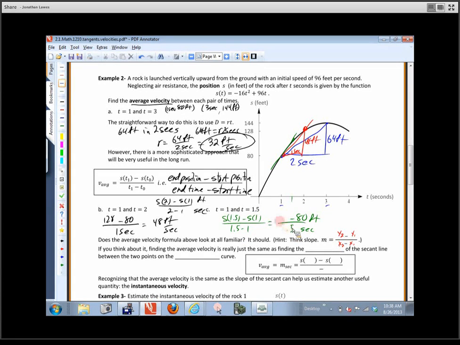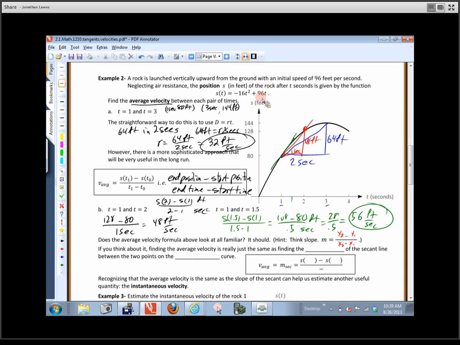And somebody help me out here. What is s of 1.5? How many feet off the ground is it 1.5 seconds after we launch this rock? 180. 108. Okay, so this is 108. That's going to be 28 divided by 0.5. That's going to make it bigger than 28 because we're dividing by a decimal, a number between 0 and 1, and that's going to make it 56. 56 what? Feet per second. How'd you get the 108? Plugged in 1.5 into there.